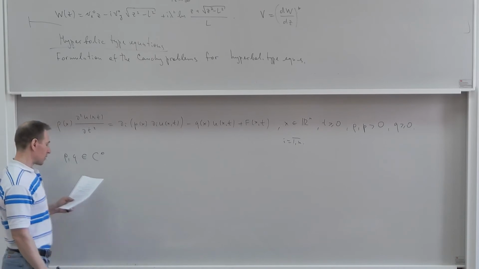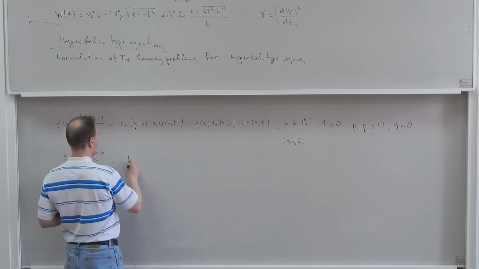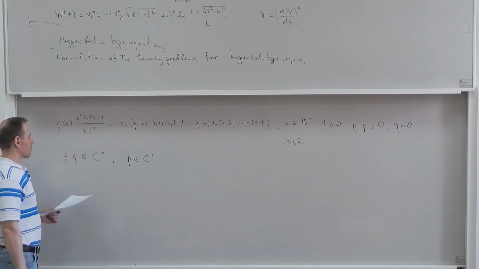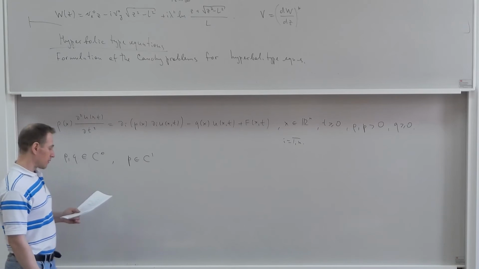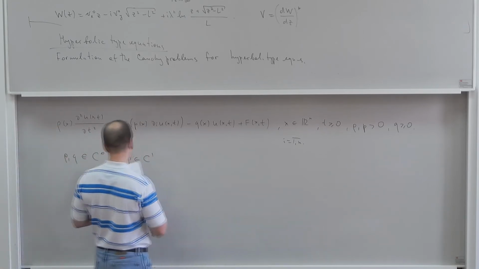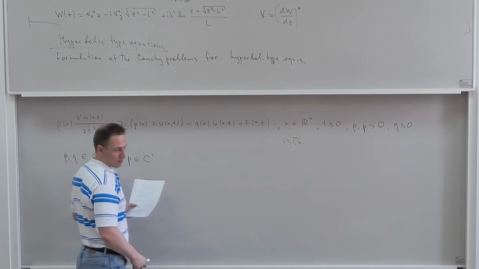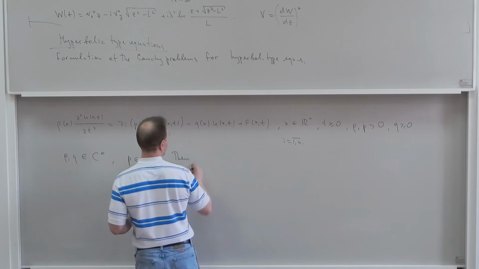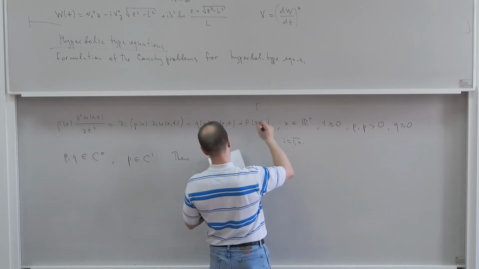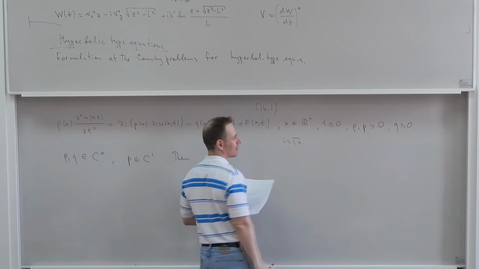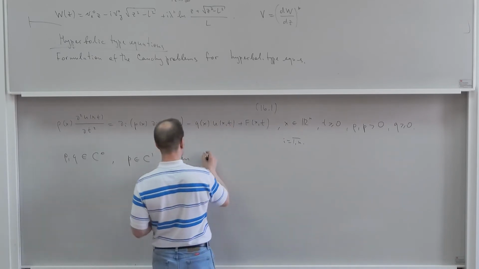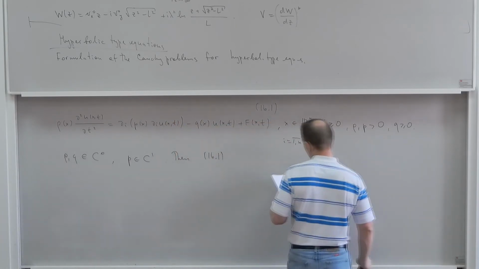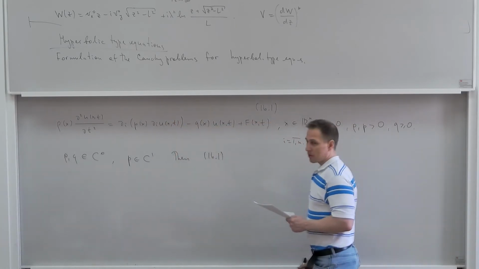are continuous functions, and the function p of x is a continuous function with its first derivative. That is, it belongs to the class C1. Let me denote this equation as 16.1. Then this equation is of hyperbolic type and describes some oscillatory processes.